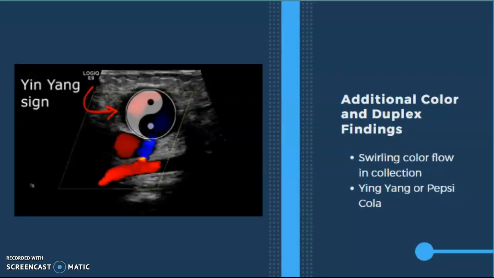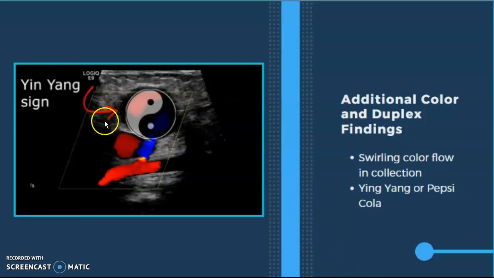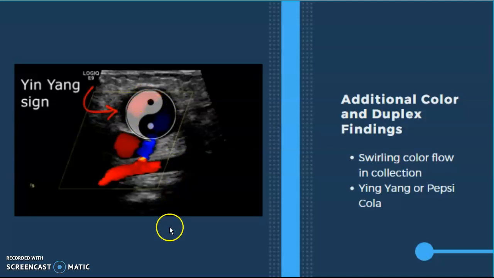Some additional color and duplex findings include a swirling, colorful collection. So you will see usually blue-red in the pseudoaneurysm itself. We call that the yin-yang or the Pepsi-Cola sign.